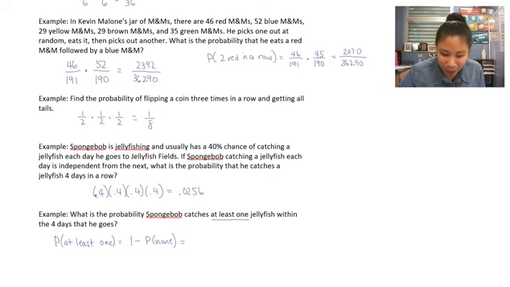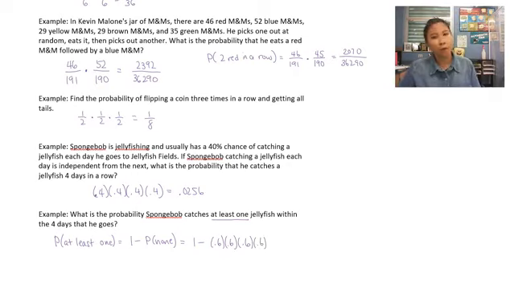So I need to figure out what's the probability of not catching any jellyfish. So if there's a 40% chance of him catching a jellyfish, then it has to be 60% for him to not catch a jellyfish. But he also needs to not catch a jellyfish 4 days in a row in order for me to get none. So I would end up multiplying that 60% 4 times and then subtracting that from 1 in order to figure out what's at least 1.